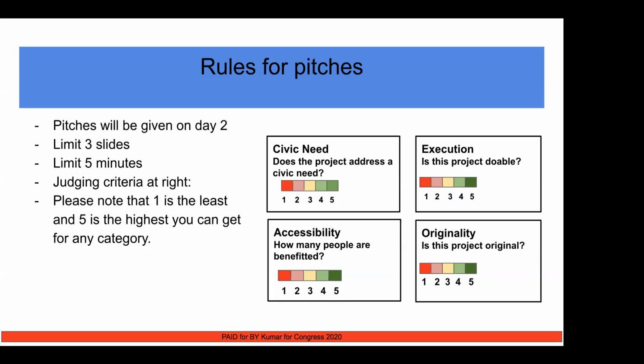Next is execution. Is this project doable? Think about the time constraints and the cost, and make sure that you address that somehow in your pitch. And originality, is it original? We want you to be as creative as possible. Think of great solutions. I know you guys can do great. You will be ranked on a scale of 1 to 5, 1 being the lowest, 5 being the best.